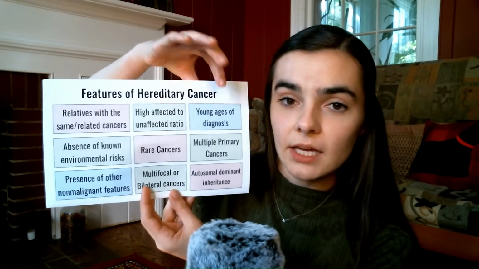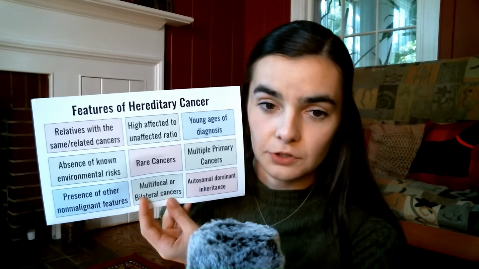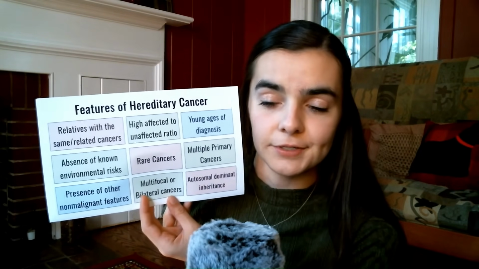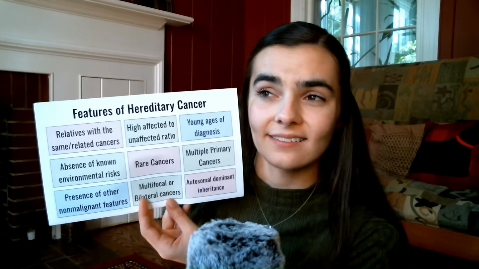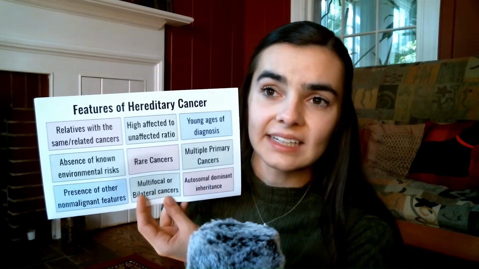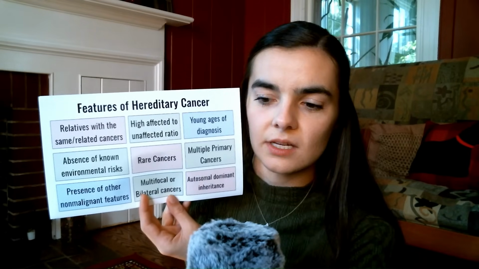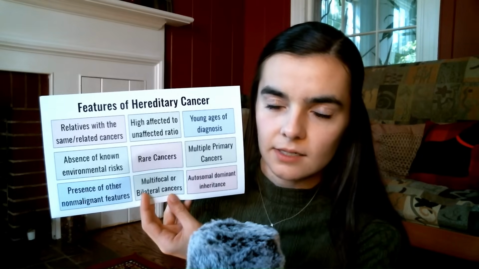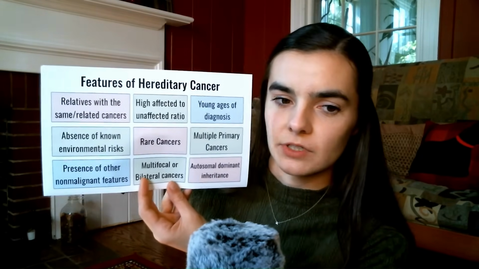Next is younger ages of diagnosis. As I talked about, cancer is super common. Age is the biggest risk factor for cancer. So seeing breast cancer at 70, 80 years old, not extremely concerning. Typically, if you were born with one of those inherited mutations, most people get breast cancer in their 30s or 40s. So typically we're looking for younger ages of diagnosis.